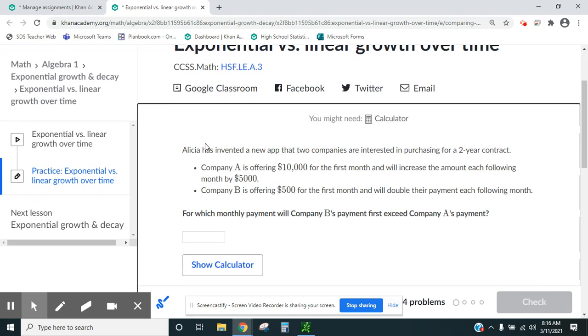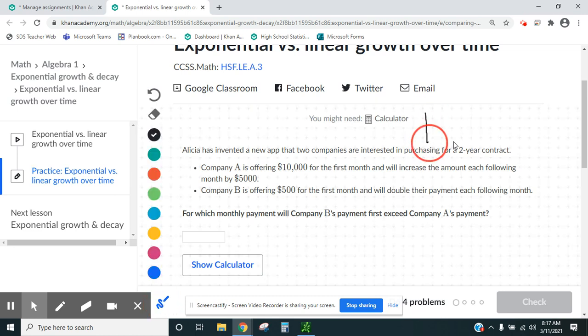Are you ready? Okay, Alicia has invented a new app that 2 companies are interested in purchasing for a 2-year contract. Company A is offering 10 grand for the first month and will increase that amount each of the following month by $5,000. That's like a line, isn't it? If you start at 10 grand and if it goes up the same amount each time, it'll be like that, right? Company B is offering $500 for the first month and will double their payment each of the following month. For which monthly payment will Company B's payment first exceed Company A's payment?